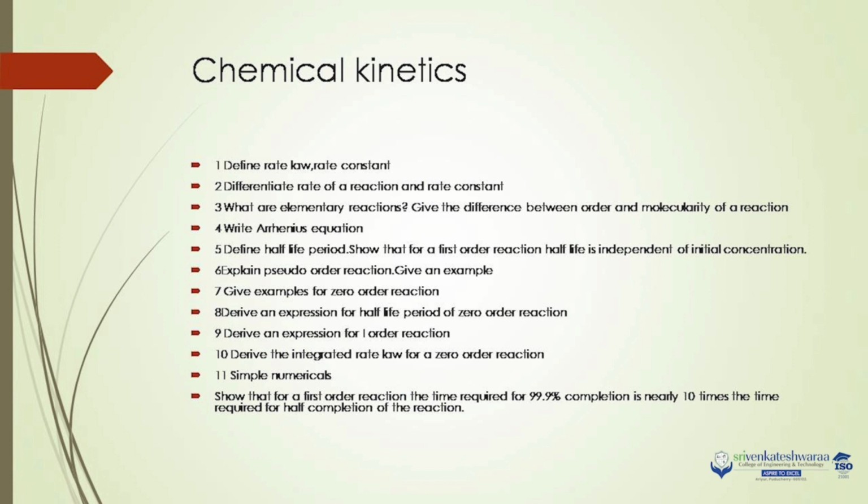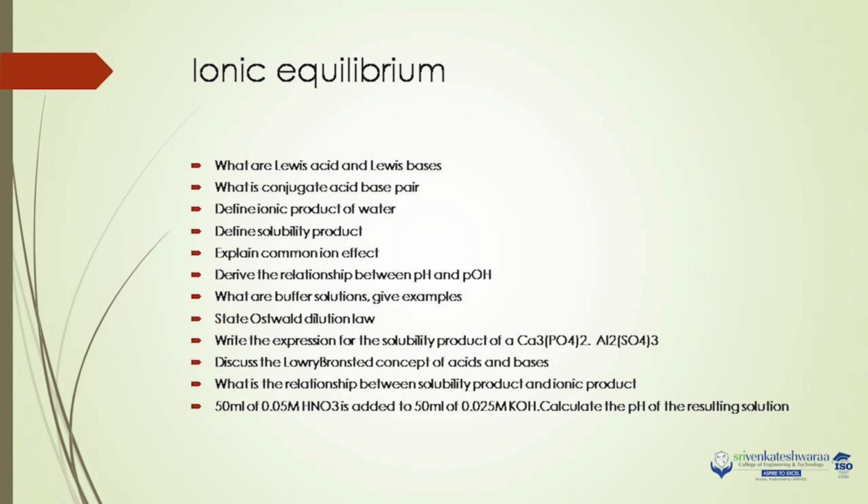Go for that one. Next, coming to ionic equilibrium. In the case of ionic equilibrium, what are Lewis acids and Lewis bases? Go for the examples for Lewis acid and Lewis bases. Lewis acids are electron deficient. Lewis bases are electron rich, and that is the main difference between Lewis acid and Lewis bases.